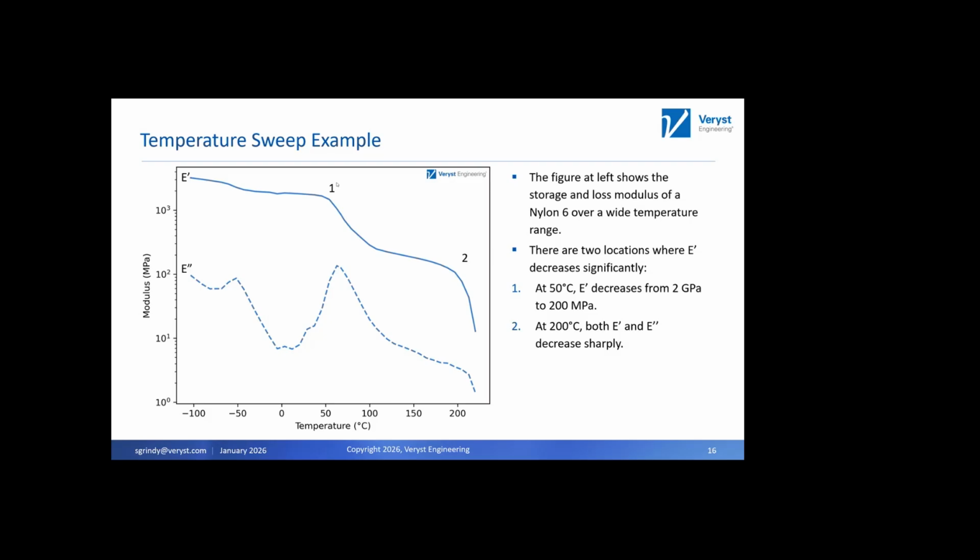At point number 1, we see that the storage modulus starts to decrease precipitously right at about 50 degrees C. And right there we also have a local maximum in the loss modulus. And then at point number 2, the storage modulus and the loss modulus both start to decrease sharply. So what does this tell us about our material?